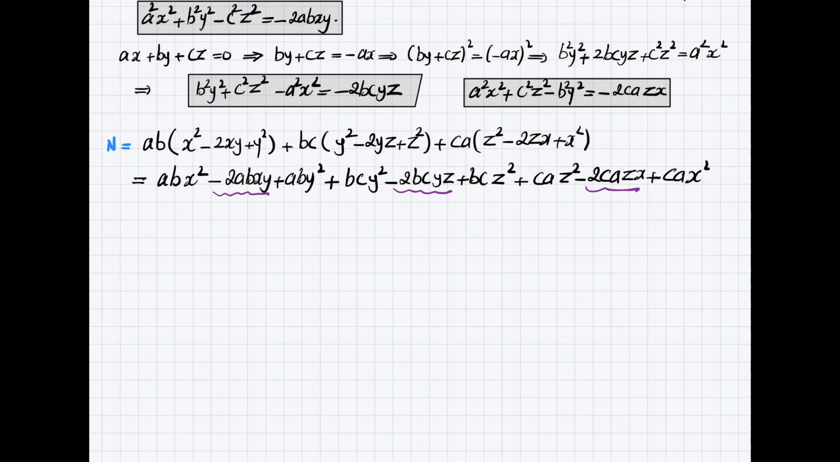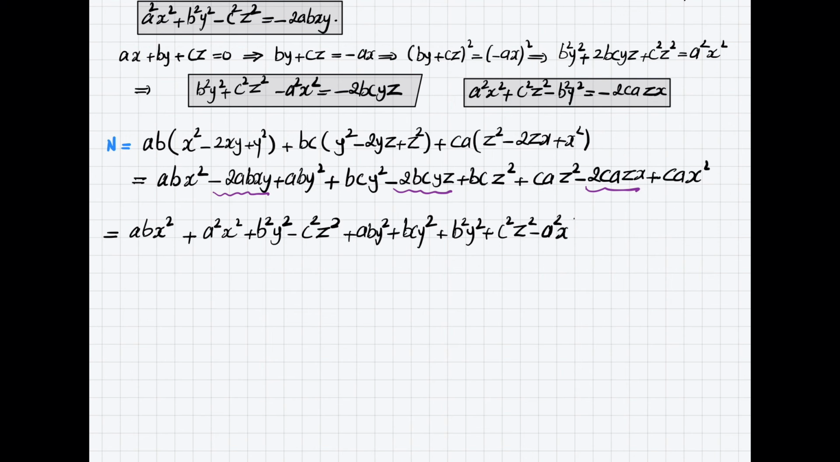So then it becomes equal to ABX squared. So instead of this, I will put this expression. So it becomes plus A squared x squared plus B squared y squared minus C squared z squared. But after this is finished, I will have this term and that term. So this becomes plus ABY squared plus BCY squared. And then instead of this term, I use this expression. So I would write plus b squared y squared plus c squared z squared minus a squared x squared.